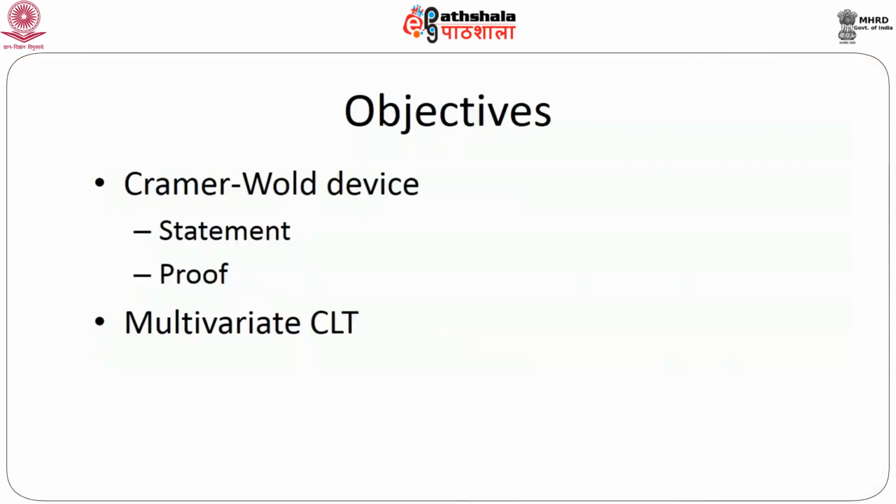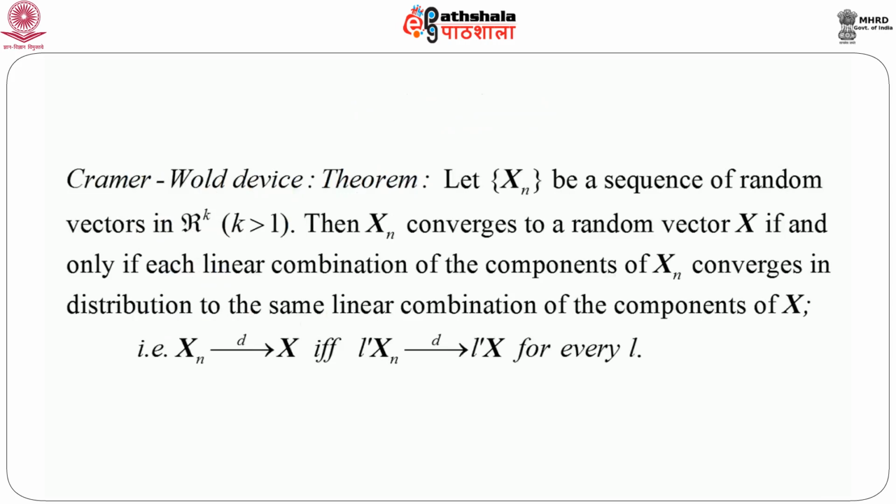The main objectives of this talk can be summarized as follows. First, we will give the statement and the proof of a famous theorem that relates to this central limit theorem, which is known as the Cramer-Wald device, and which leads to a multivariate CLT. Later on we will give you a version of a more general multivariate central limit theorem. So, let us start with the Cramer-Wald device.